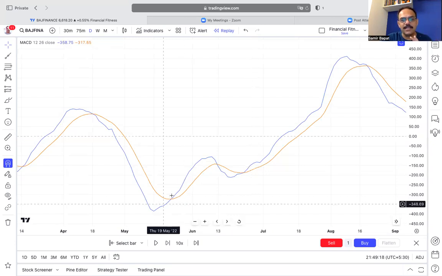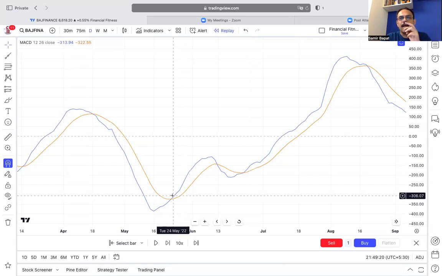Whenever MACD crosses above the signal, it is understood that there is a buy signal. When MACD crosses above the signal, it is telling us that you should think about buying. There is a possibility that it will go up.